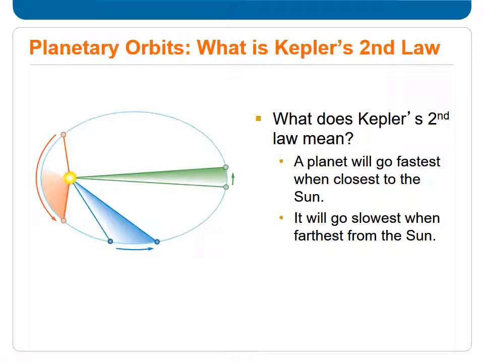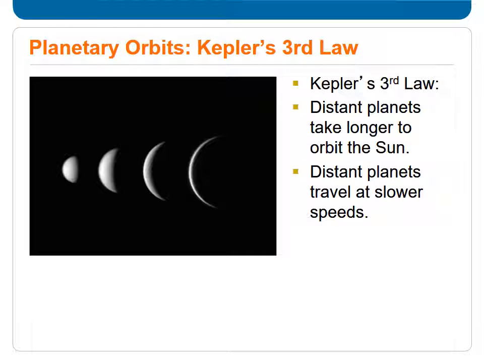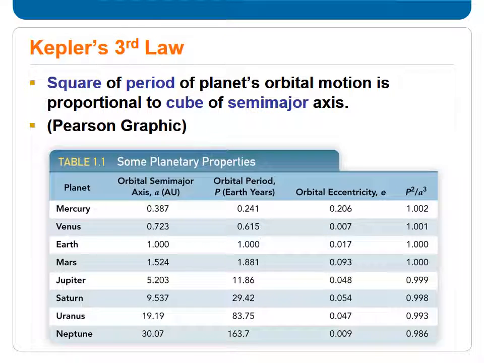It means that a planet will go fastest when it's near perihelion, when it's closest to the sun, and it will go slowest when it's farthest from the sun at aphelion. Kepler's third law says that distant planets take longer to orbit the sun. Distant planets travel at slower speeds.